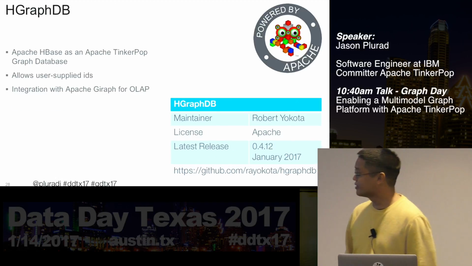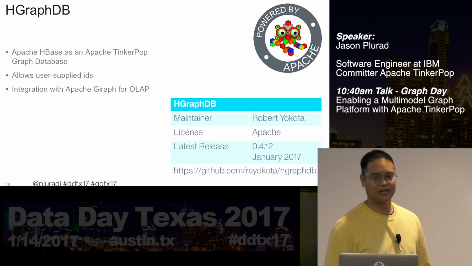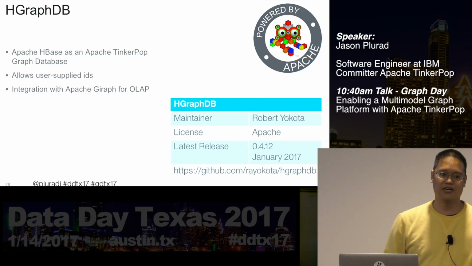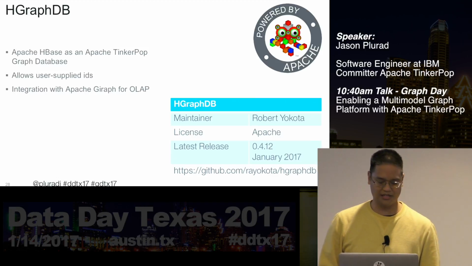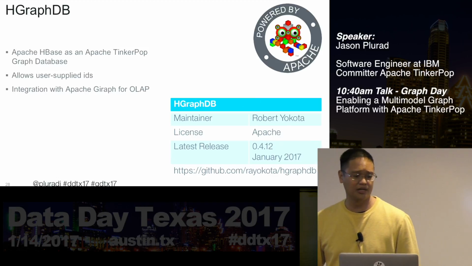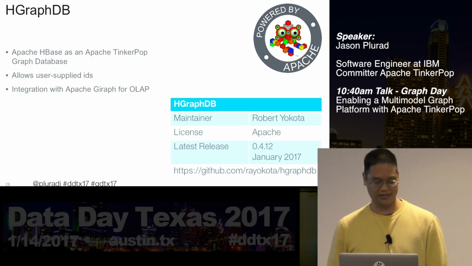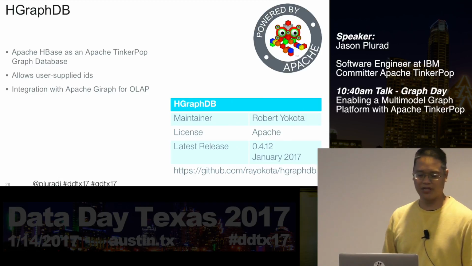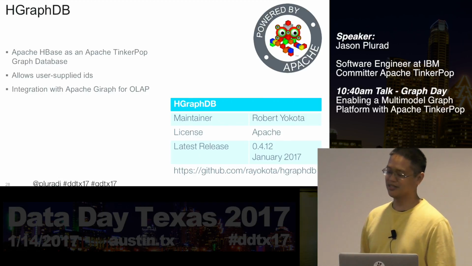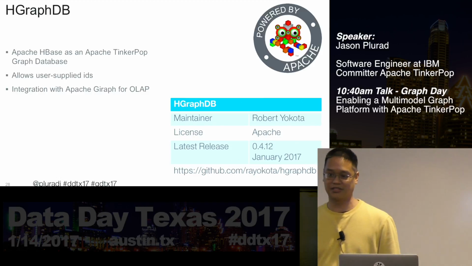This is a new player, very recent, HGraphDB. It's TinkerPop on HBase. It's written by Robert Yokota, and he's a developer out of Yammer. Yammer is an enterprise social graph application. They got acquired by Microsoft several years ago. So he had a survey of the graph landscape, and he's a believer in Apache TinkerPop, but the existing solutions didn't quite work for what his goals were: user supplied IDs and being able to do Giraph without using a Spark graph computer.